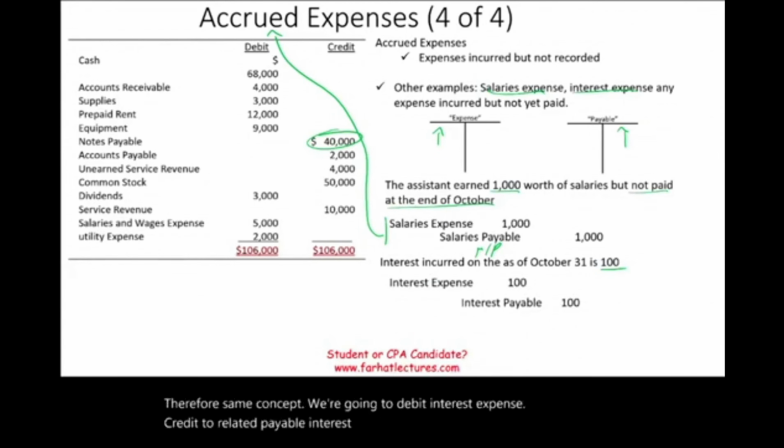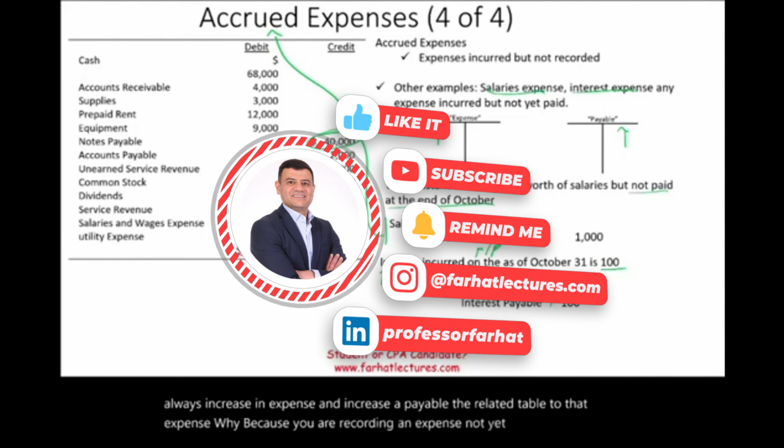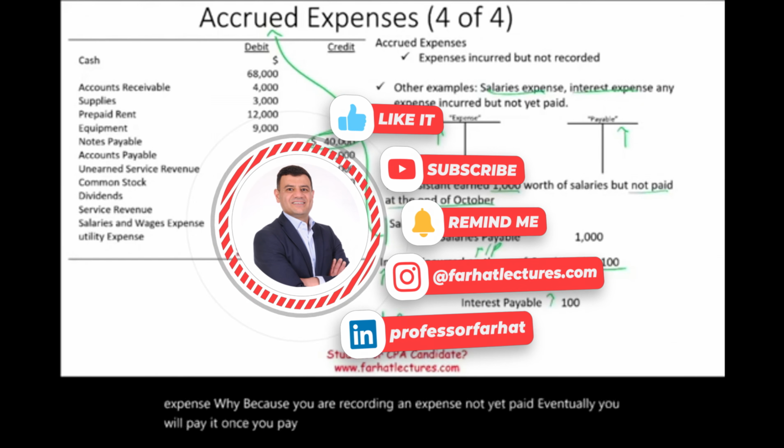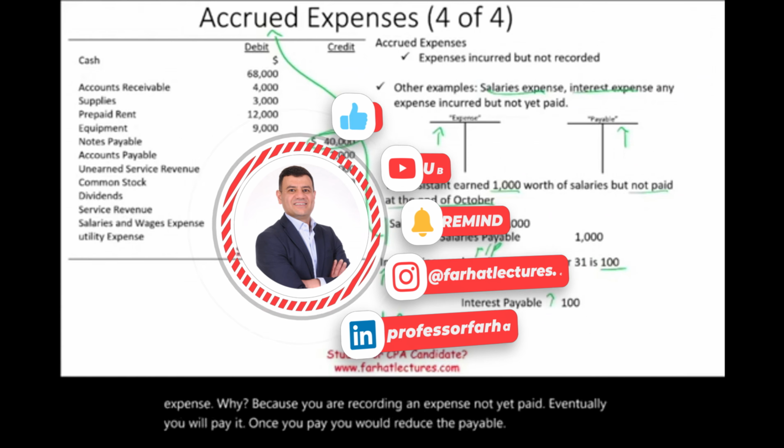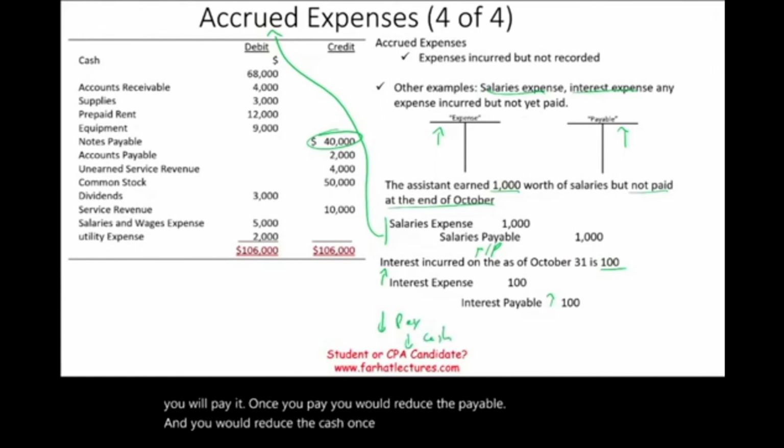So accrued expenses, you would always increase an expense and increase a payable, the related payable to that expense. Why? Because you are recording an expense not yet paid. Eventually, you will pay it. Once you pay it, you would reduce the payable and you would reduce the cash once you pay that expense.